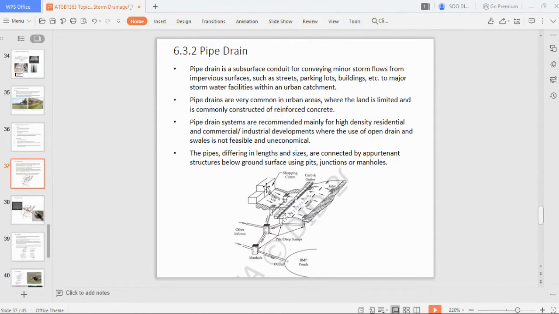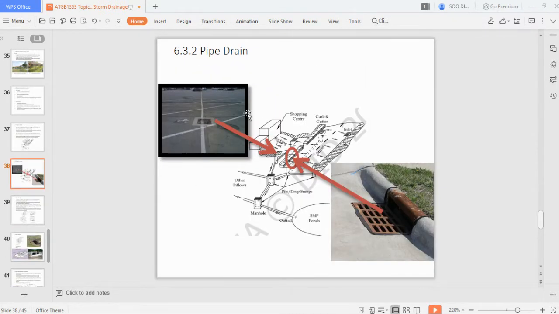And then we have our pipe drain. Pipe drain is just to convey any runoff into a bigger containment, an on-site detention area, or into the lake lah. Pipe drain is usually underground and covered.